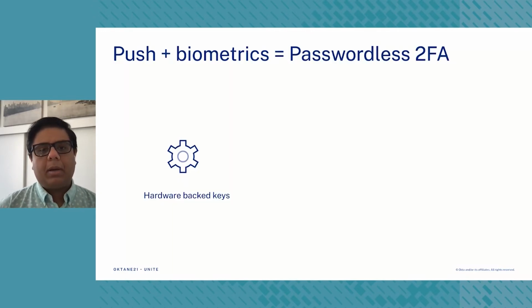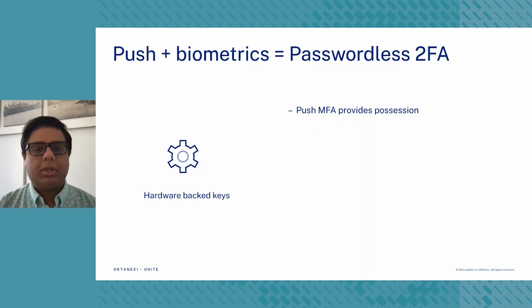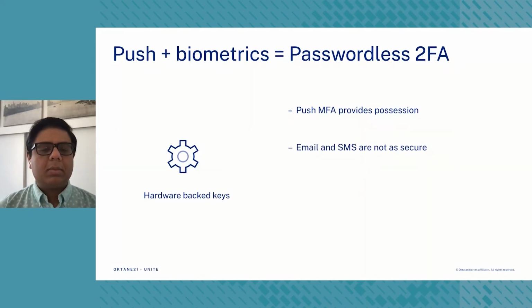Let's chat a little bit about push and biometrics and what that means for passwordless 2FA. The biggest thing that's available in the Devices SDK, at least in the first release, is push MFA. Now, at the end of the day, a push MFA request really just provides a possession factor. And a possession factor really just represents something you have. Similar possession factors include email magic link and SMS. However, they're not as secure.